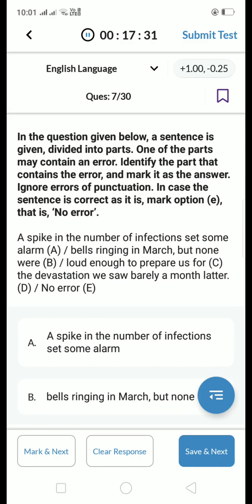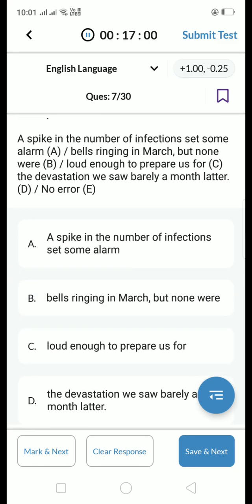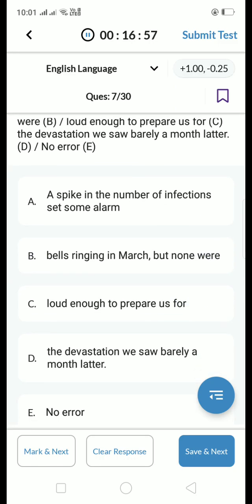A spike in the number of infections set some alarm bells ringing in March, but none were loud enough. Some alarm है. Some को कैसे हम लोग treat करेंगे? Some को plural use करेंगे ना. But none were loud enough to prepare us for the devastation we saw barely a month later. यहाँ पे letter का spelling wrong लग रहा है. So LATTER नहीं होना चाहिए. Going with this.